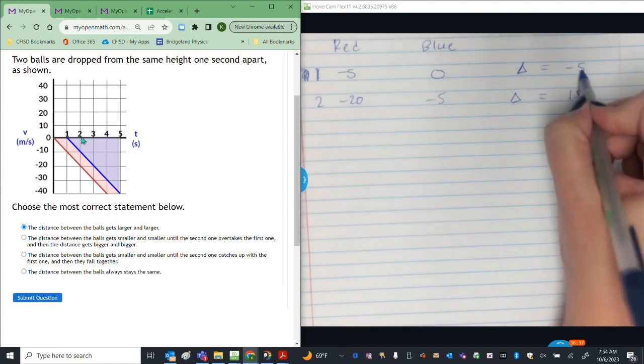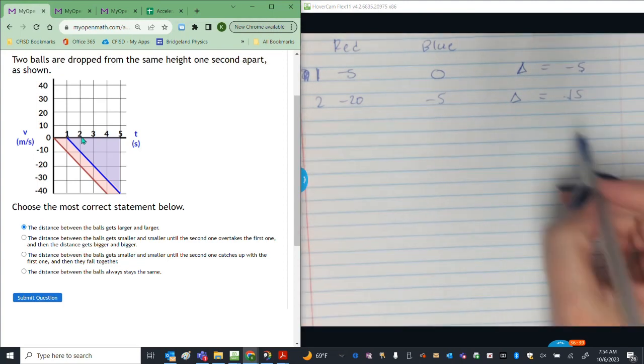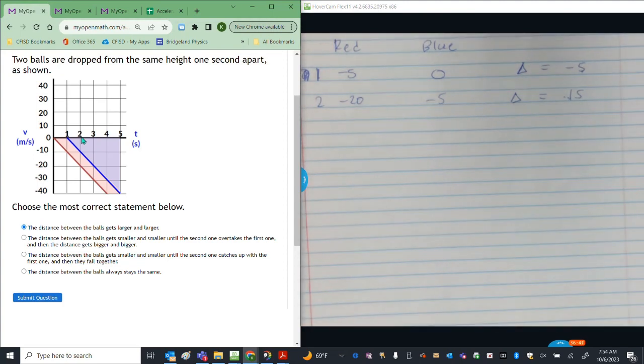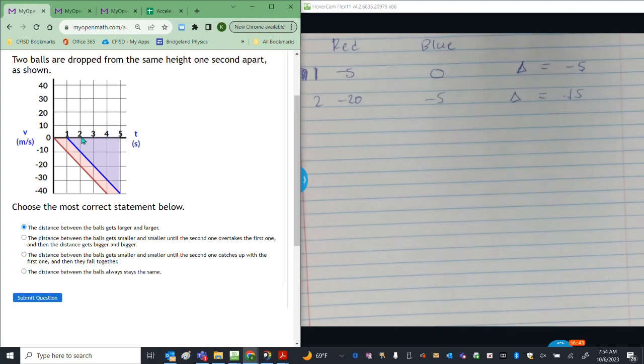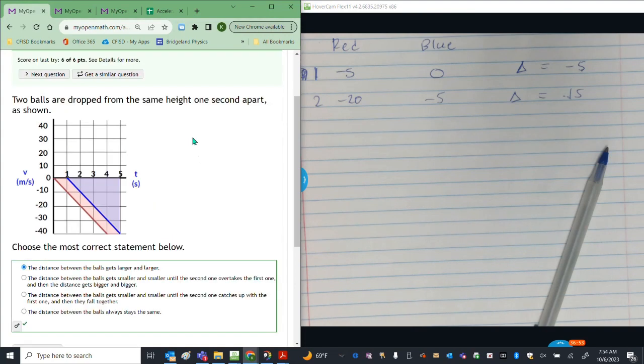If I keep doing it, my next one's going to be 25. They're going to get farther and farther apart. If you solve for the areas, you can see that. That's why I put the graph in there to hopefully help you see that if you didn't already know this. But the distance between them gets larger and larger. Okay, so that's the answer to that one. Does anybody still have a question about number 13?